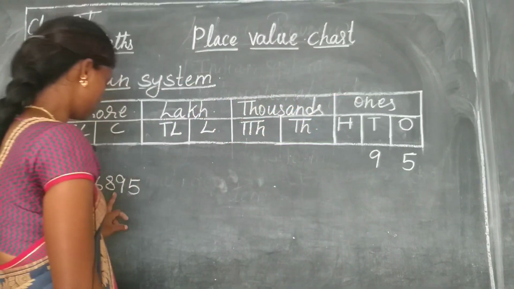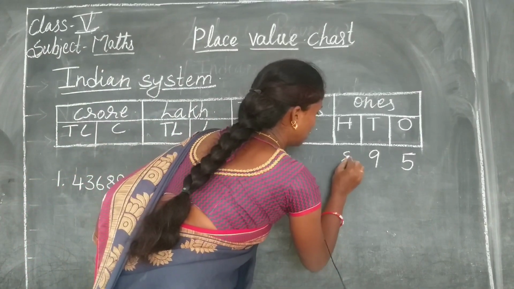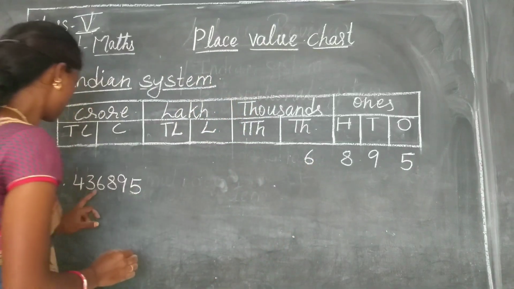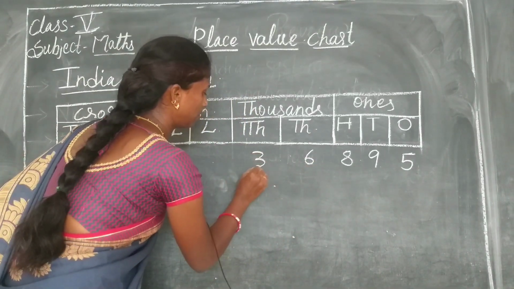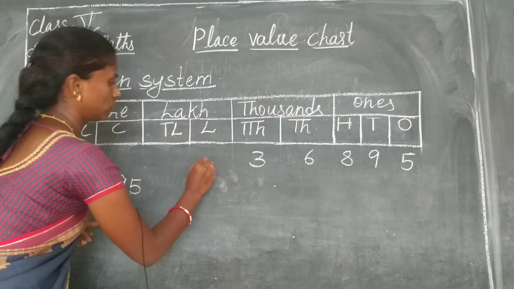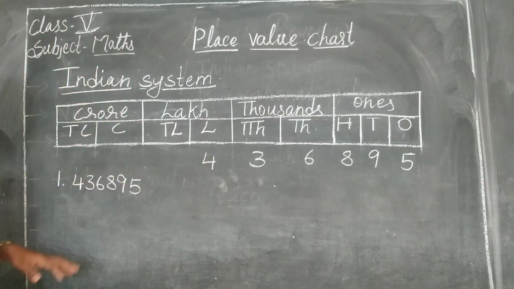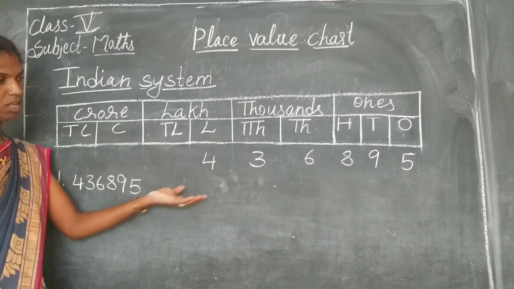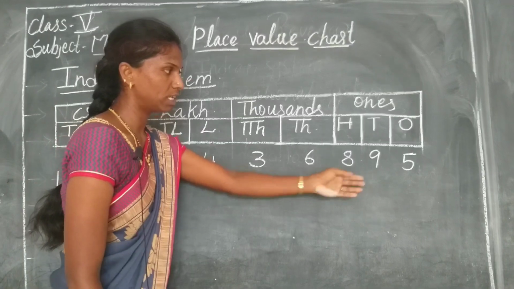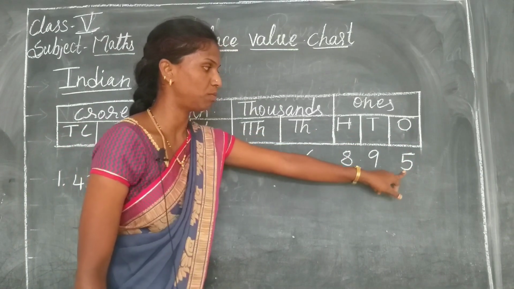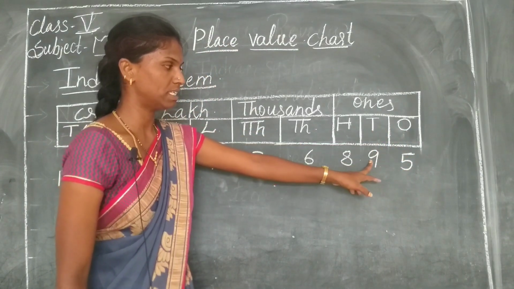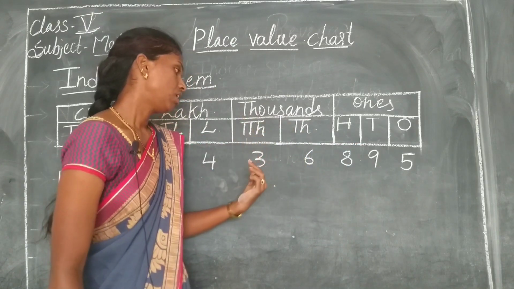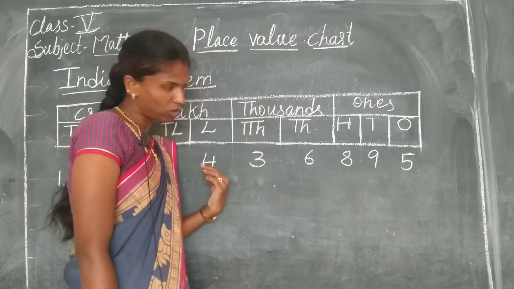The next number is 9, 8, 6, 3, 4. So the example which we have taken, we have arranged under the place values. Now let us see: 5 is in the ones place, 9 is in the tens place, 8 is in the hundreds place, 6 is in the thousands place, 3 is in the ten thousands place, 4 is in the lakhs place.